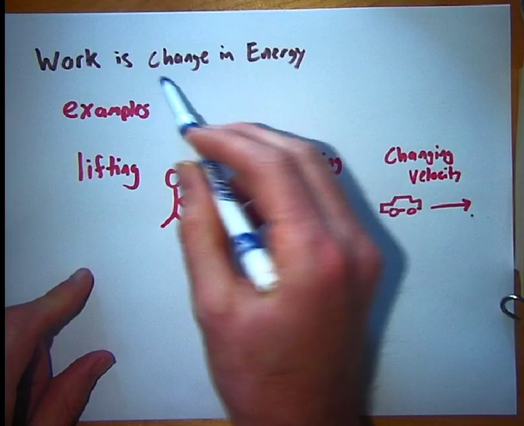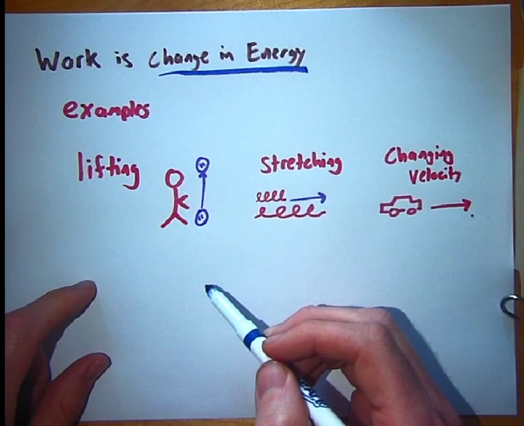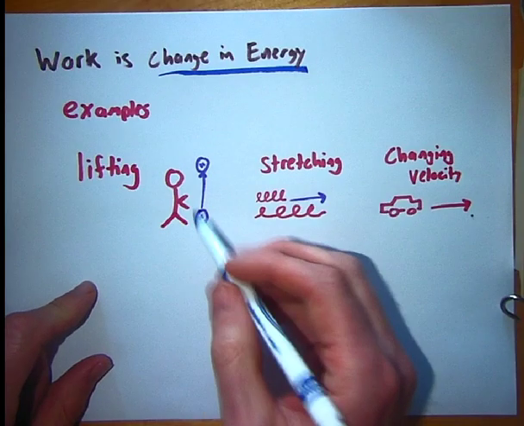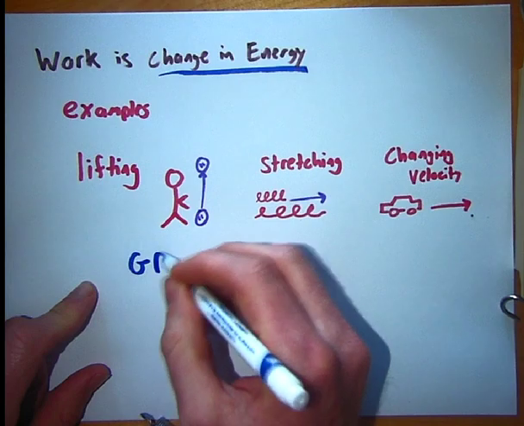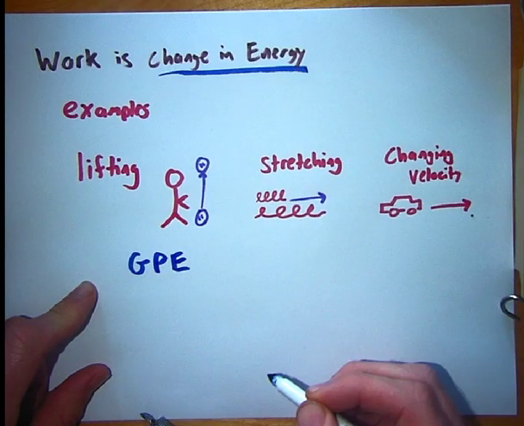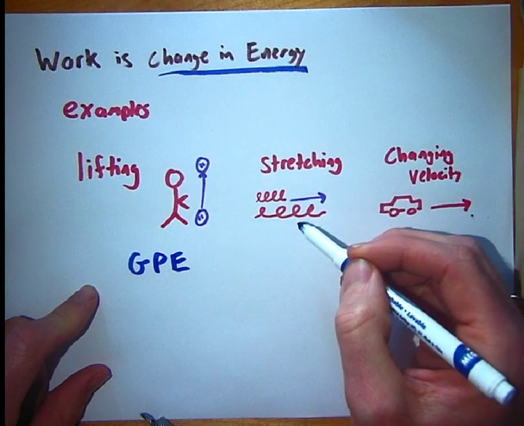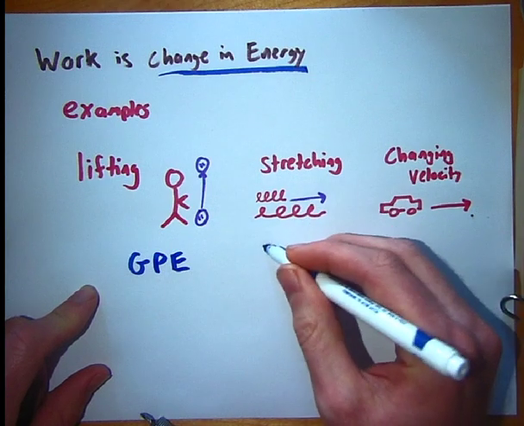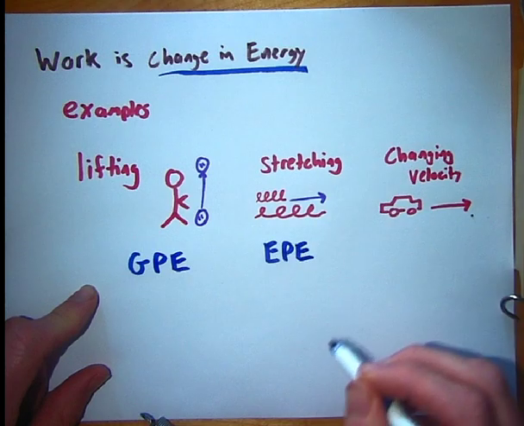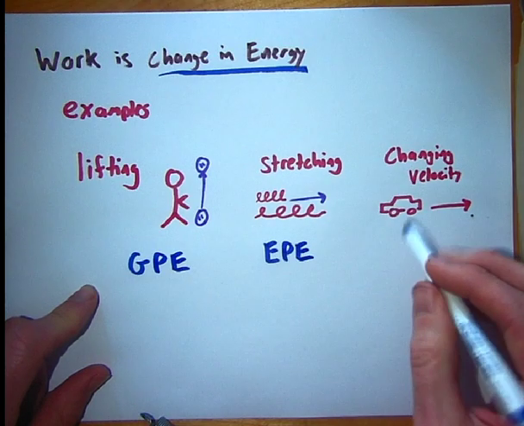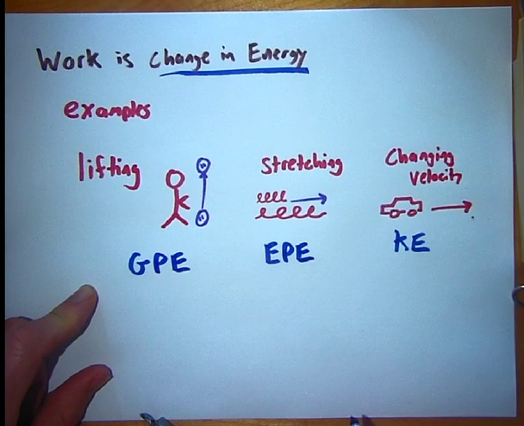If we're changing energy, each one of these represents a different type of energy that we'll be talking about in our class. This particular energy, when you're lifting something up, is going to be gravitational potential energy, GPE. So you want to change the gravitational potential energy. This type of energy in stretching a spring is going to be called elastic potential energy. And when you change something's velocity, you're changing the kinetic energy. That's the energy of motion.